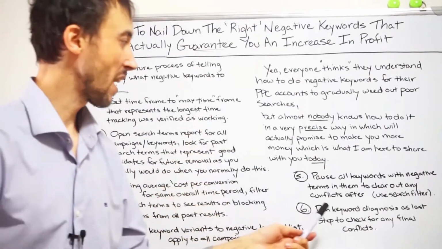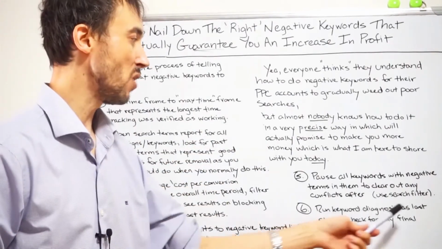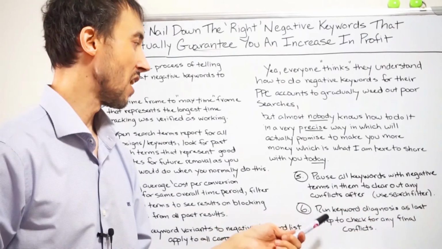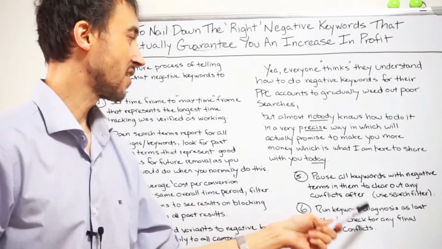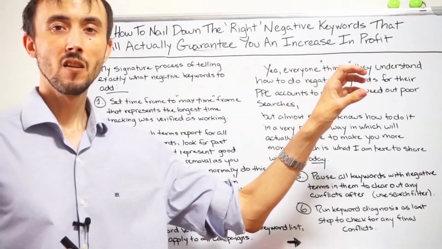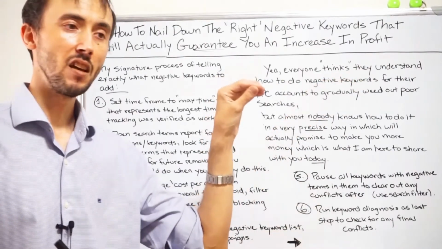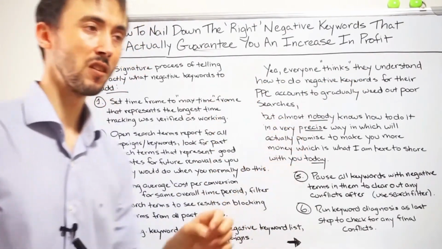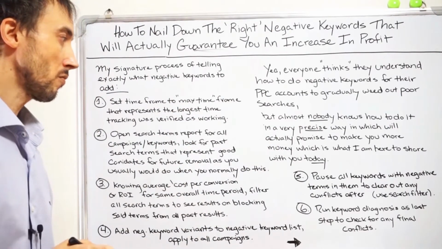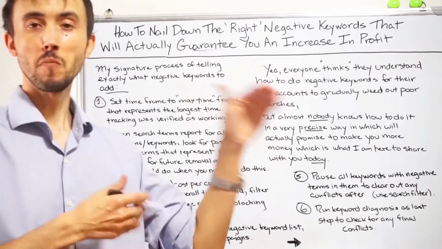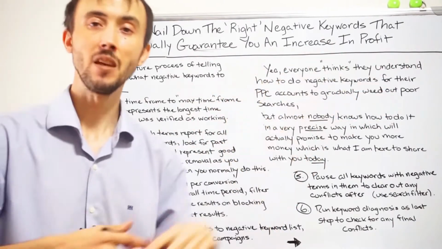Once you're all done with that, the last step is you're going to run a keyword diagnosis report as the last step to check for any final conflicts. So if you paused any keywords that contain individual words that were in your negative keyword list that you just made, basically whatever keywords you have left shouldn't be blocked in any way by the negative keywords that you had.